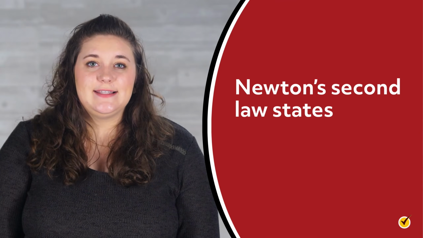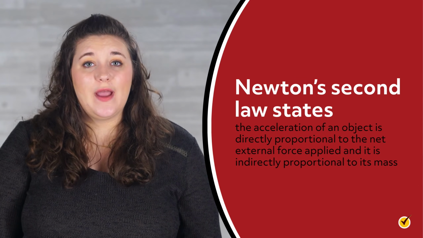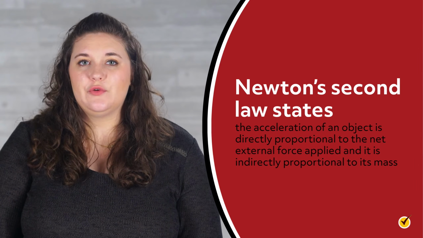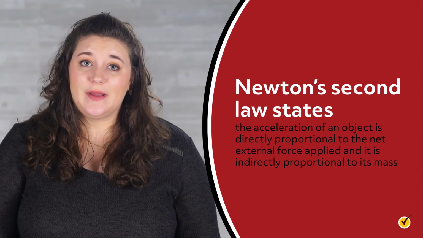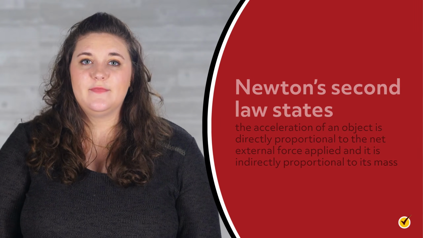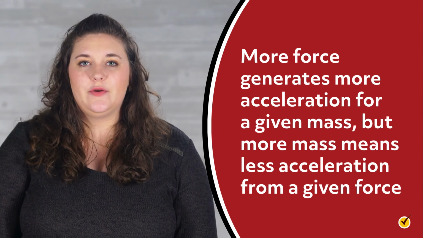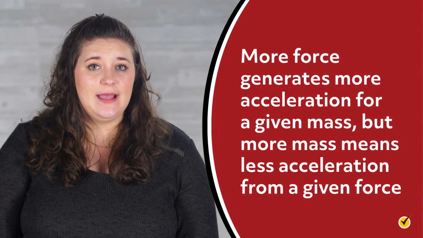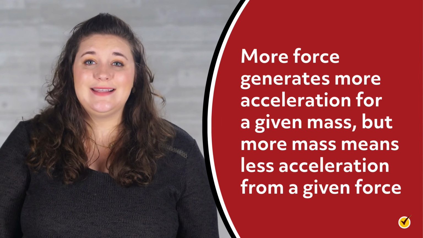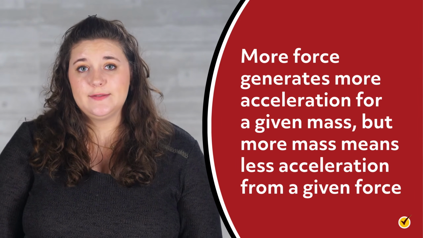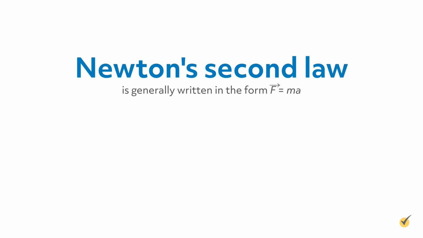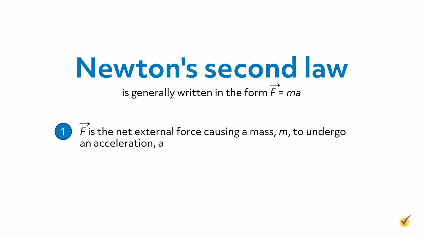Newton's second law states the acceleration of an object is directly proportional to the net external force applied, and it is inversely proportional to its mass. In other words, more force generates more acceleration for a given mass, but more mass means less acceleration from a given force. Newton's second law is generally written in the form of F equals ma, where F is the net external force causing a mass, m, to undergo an acceleration, a.